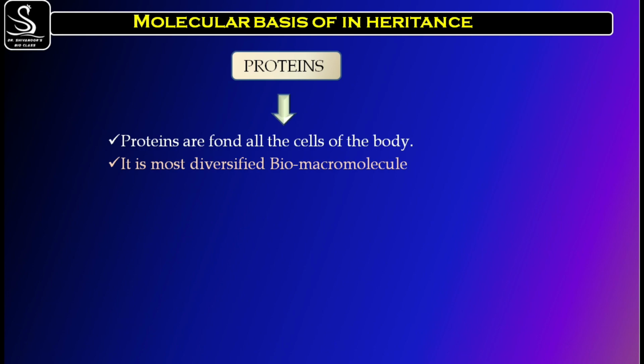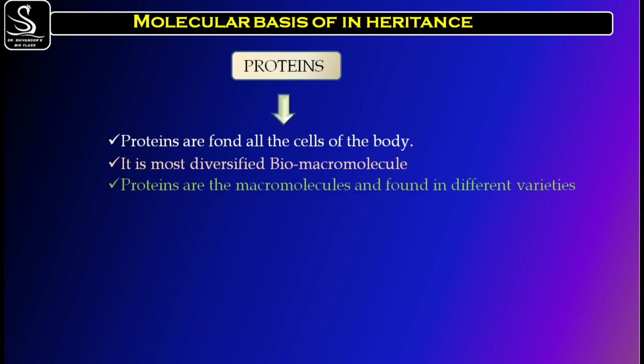The second property: it must be a diverse biomacromolecule. Protein is a very diverse biomacromolecule. It is there in every cell. Proteins are macrobiomolecules found in different varieties. Remember, my dear students, proteins have a very diverse form, and they are found in every biomolecule. These are the properties which made those other scientists expect that protein could be the genetic material.